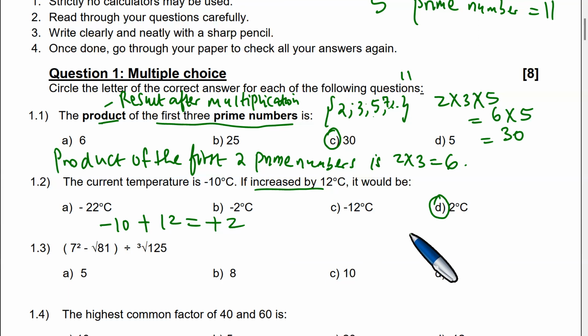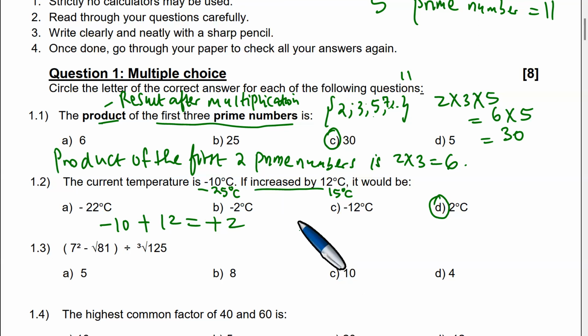2 degrees Celsius. So we could say, I'm changing the question. If the current temperature is minus 25 degrees Celsius, if increased by 15 degrees Celsius, it would be what? What's the answer? So negative 25 increased by 15. Would it be negative 10?